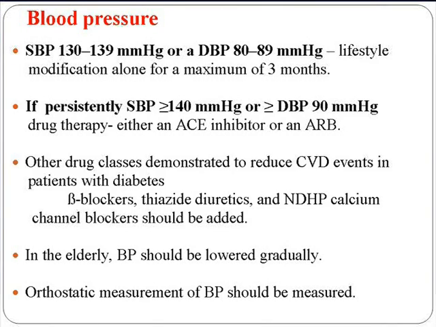Regarding blood pressure control, a systolic BP of 130 to 139 mmHg and a diastolic BP of 80 to 89 mmHg can be given a try with the lifestyle modifications. If they are persistently high, they need to be initiated on lifestyle plus drug therapy. The first line therapy would be an ACE inhibitor or angiotensin receptor blocker, but other classes of drugs have demonstrated that CVD events can be reduced in patients with diabetes when the BP target is achieved. The drugs being beta blockers, thiazide diuretics, and non-dihydropyridine calcium channel blockers.